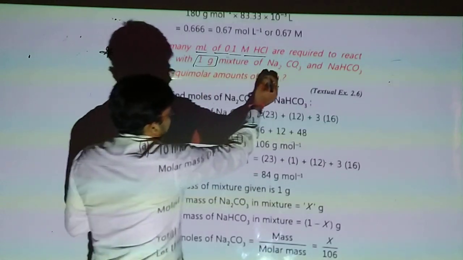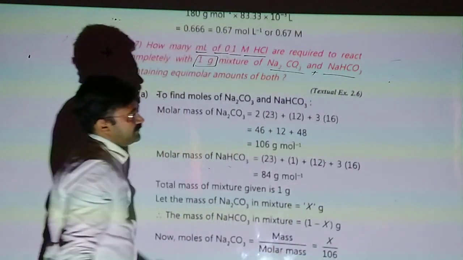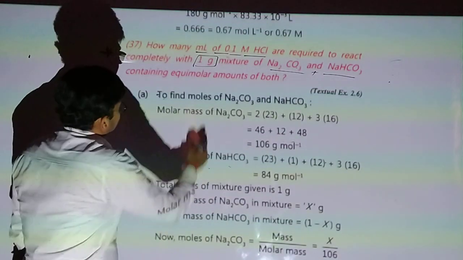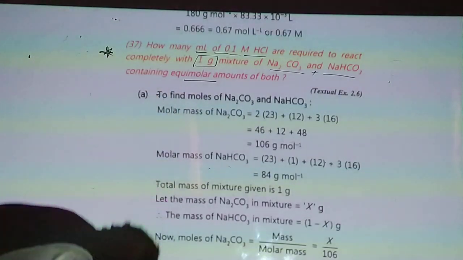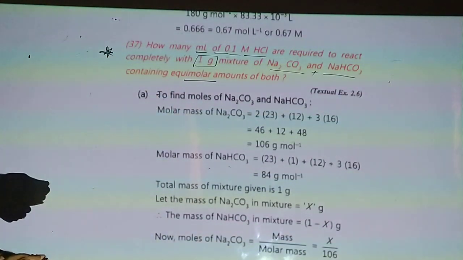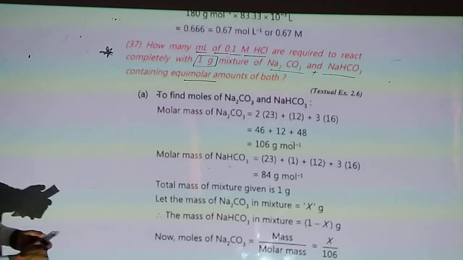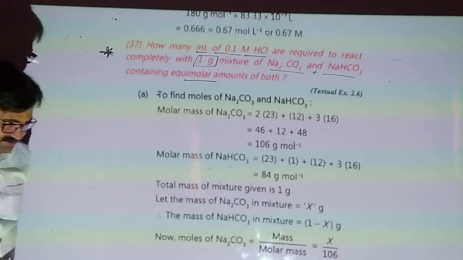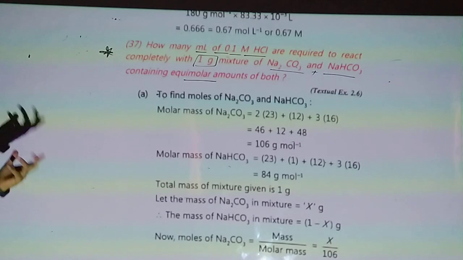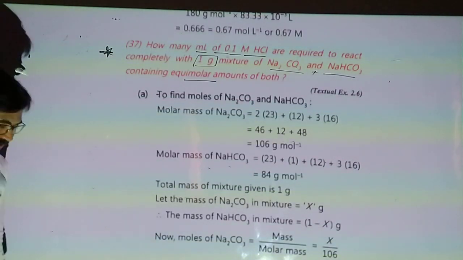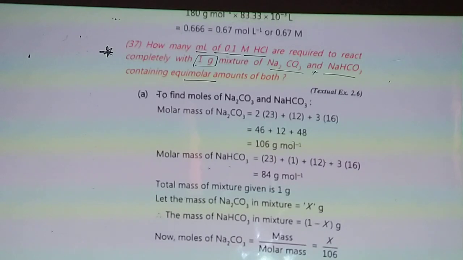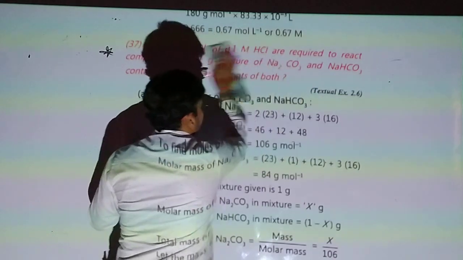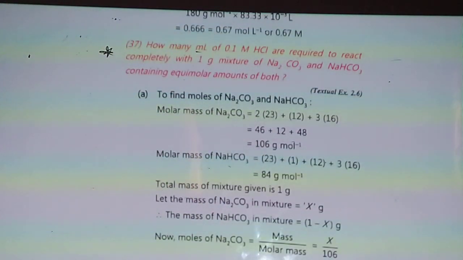That means there is 1 gram mixture of Na2CO3 and NaHCO3, total 1 gram of both, and the moles of both are equal. Moles of both are equal. To react with it, these two are base, HCl is acid. So acid base reaction occurs. So how many milliliters of HCl of the 0.1 molarity will be used? To find this, we'll assume total mass of both is 1 gram.